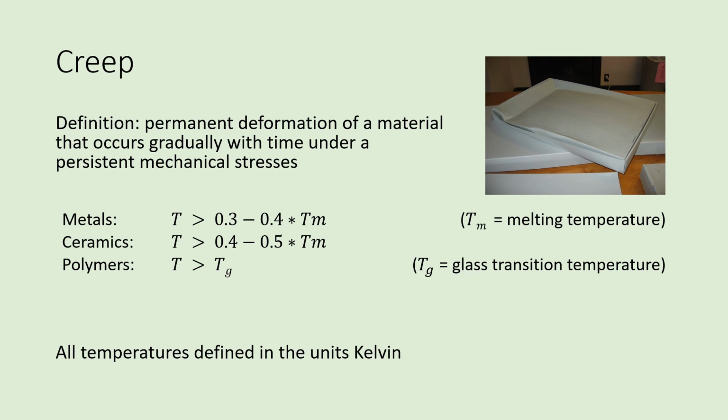In some polymer materials, creep becomes a problem when the temperature exceeds the glass transition temperature, T sub G. And the glass transition temperature is the point at which a polymer stops acting like a brittle, hard material and starts acting like a ductile, stretchy material. What's important to also remember for the point of creep is that all temperatures are always defined in Kelvin for the equations. So if you're given the temperature in Fahrenheit or Celsius, you do need to convert before you can utilize these equations.